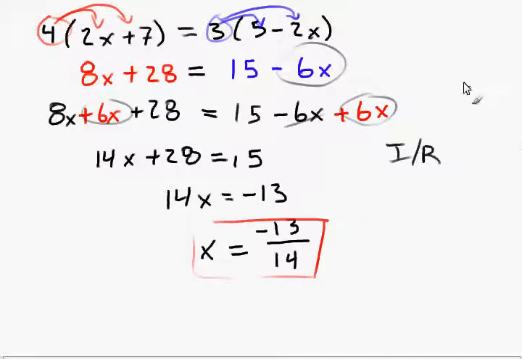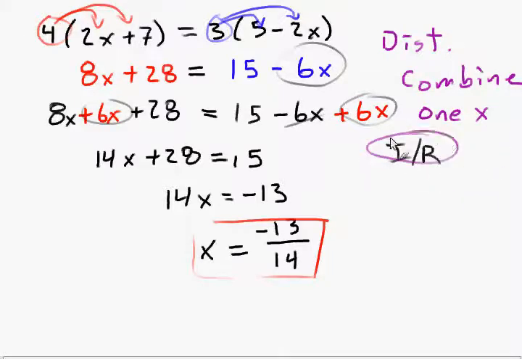So I think it's important to kind of break down the method that we used here and take a look at that. First, we distributed. Then we combined. We got down to a single x. And then finally, we did our inverse reverse. Let's take a look at another example.